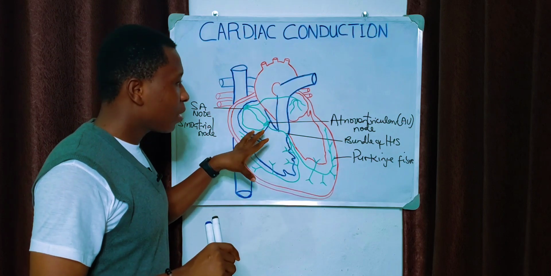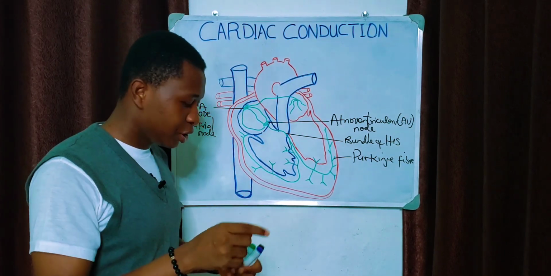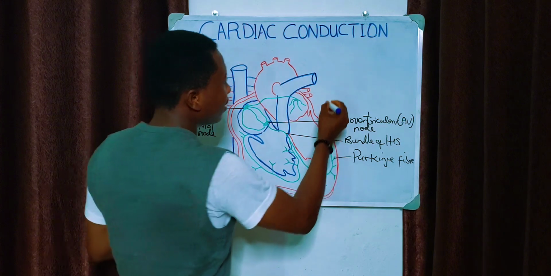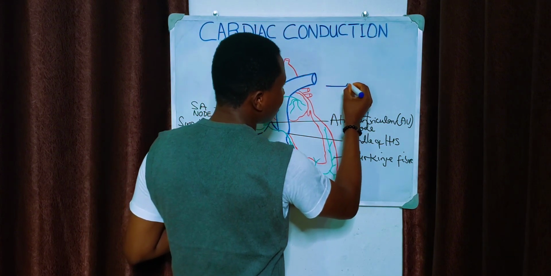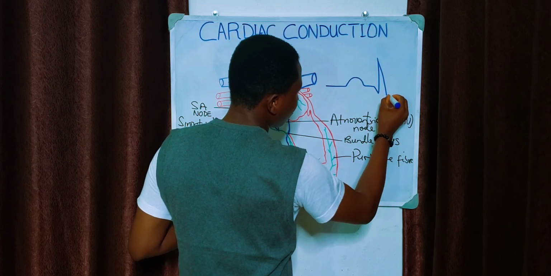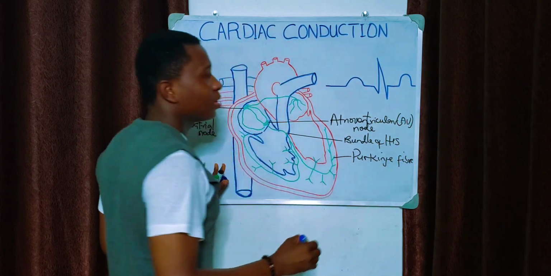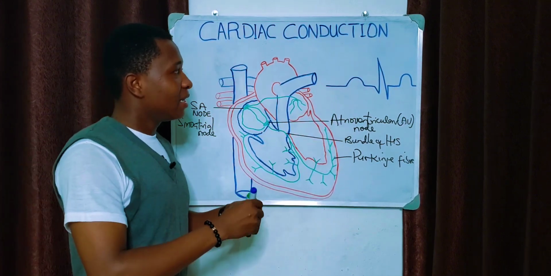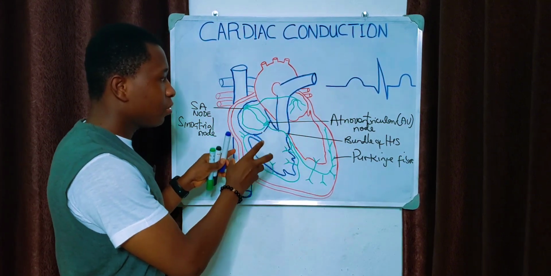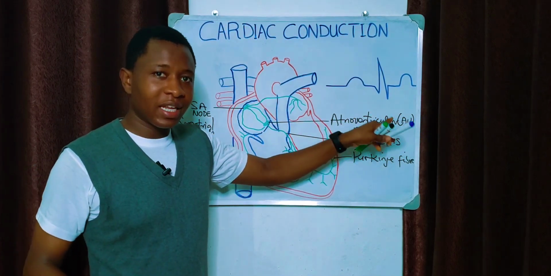Now, this particular process can be recorded on an ECG or EKG, where you have things like this. I'm sure you must have seen this in the hospital somewhere. So this is what the electrical impulse of the heart looks like in an EKG.